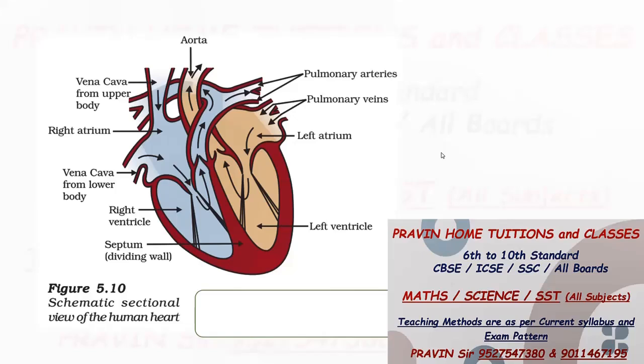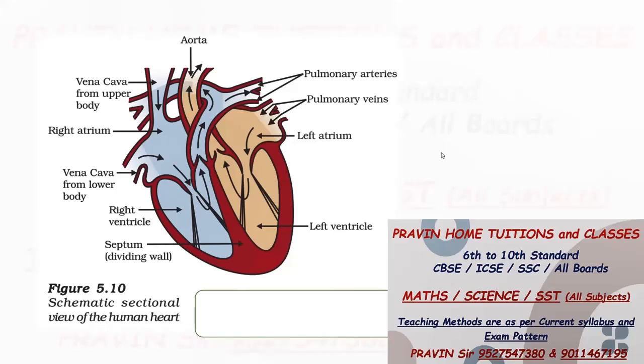Hello friends, in this video we will study how the transportation system works in human beings. What is the working of the heart? The figure shows a sectional view of the human heart. It has different chambers: left atrium, left ventricle, right atrium, right ventricle. These are separated by septum, with a network of different arteries and veins connected to it.